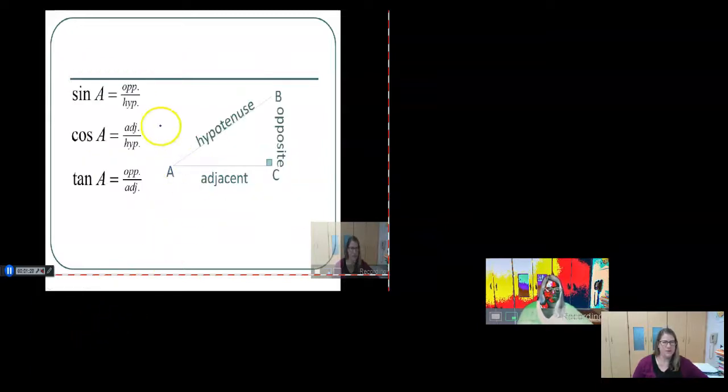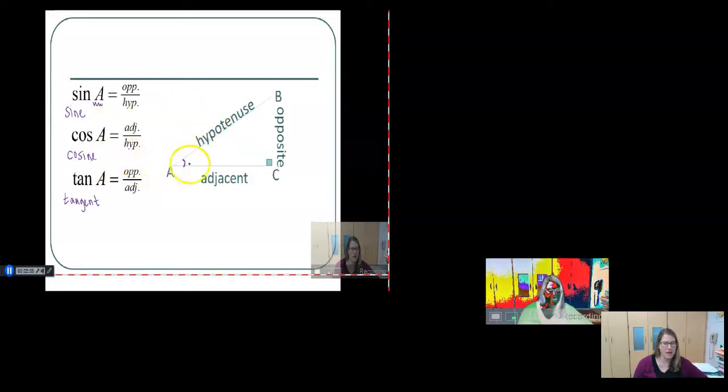Now what we're going to do is define sine, cosine, and tangent. So sin here is an abbreviation for sine, cos is an abbreviation for cosine, and tan is an abbreviation for tangent. A here is the angle, so it's talking about this angle right here, angle A. And this is the definition of what sine is. Sine of an angle is equal to the opposite side over the hypotenuse. Make sure you write these down because you're going to need these.